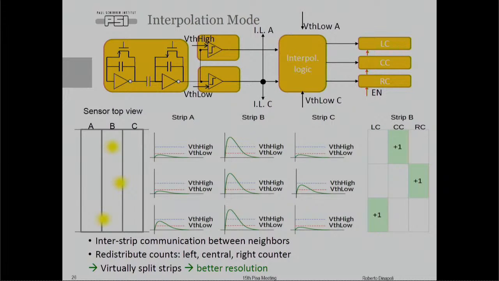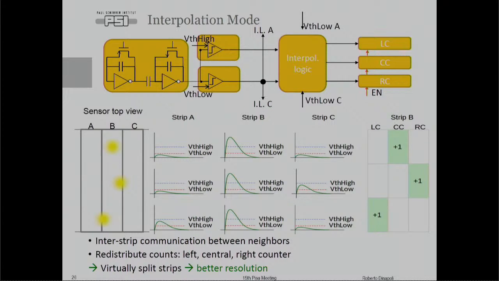So what happens then? The information of this comparator is sent also to the neighboring strips. So if we have a central hit there, in this case you have a big hit here, and in the neighboring strip there is nothing. So the information coming from the other comparators is that we didn't get anything, and then the counter is really central, and we can give it to the central counter.